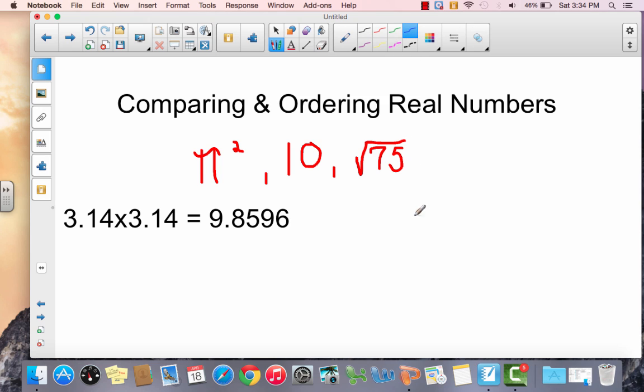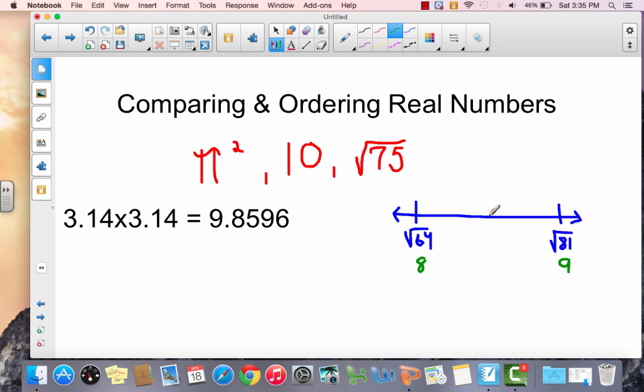So I'm first going to give myself a number line here and start by figuring out, based on my perfect squares, about where that square root of 75 would sit. So I know that 81 is a perfect square, and that would be a little larger than 75. And I know that 64 is a perfect square, and that would be a little bit smaller than 75. If I actually calculate the square root of 64, it would be 8. And if I calculate the square root of 81, it would be 9.